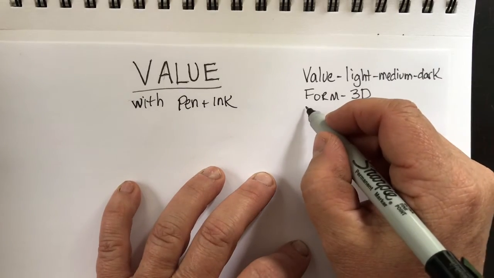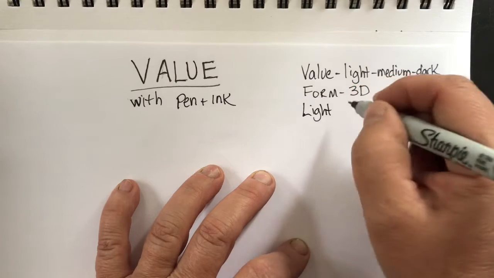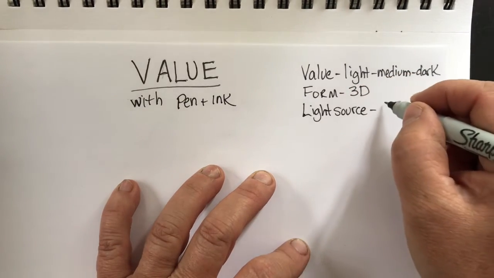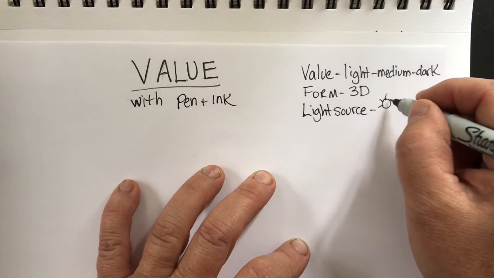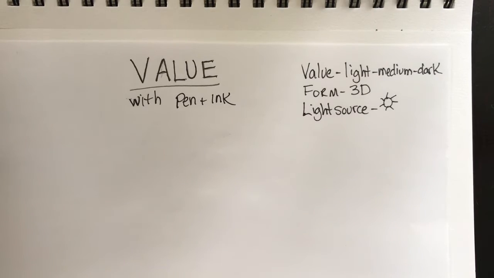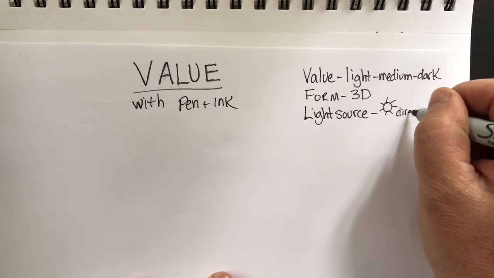And then our next one is light source. And I'm just going to draw the little icon. We know that this is the direction that the light comes from, right? So I'm using that little icon for now because we've already done a lesson with light source. You can even maybe just write the word direction.